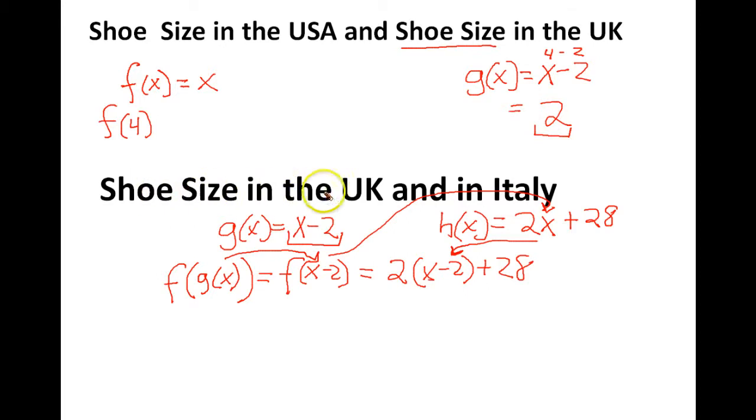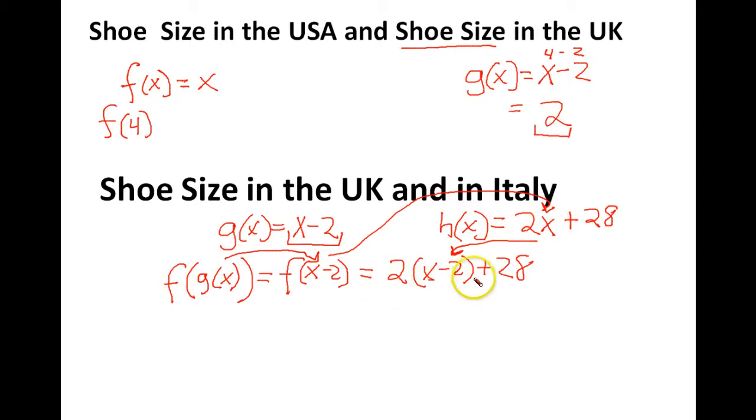Now, how about the shoe size in England and in Italy? Well, we said the relationship in Italy would be twice what x is plus 28. Now, what did we say x was? Well, our x here for the g function is x minus 2. Okay, so that's where it gets a little tricky. So now we're going to put our x minus 2 where this x is.